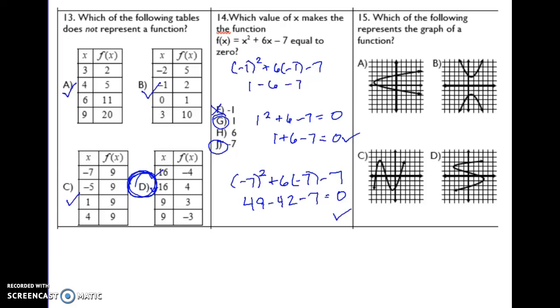All right, number 15, which of the following represents the graph of a function? Oh, this one is easy, vertical line test. So this fails a vertical line test. It's not a function. This is not a function. This is not a function. The only one that's a function is C.